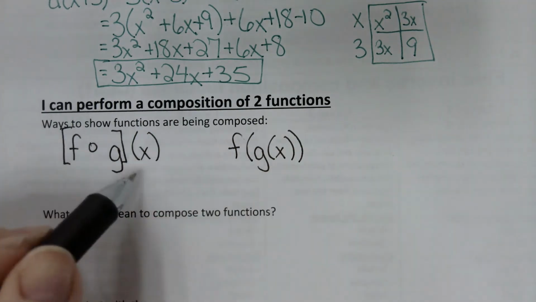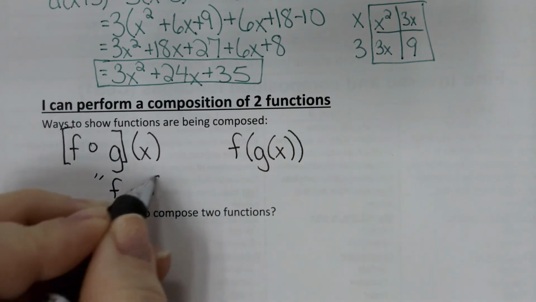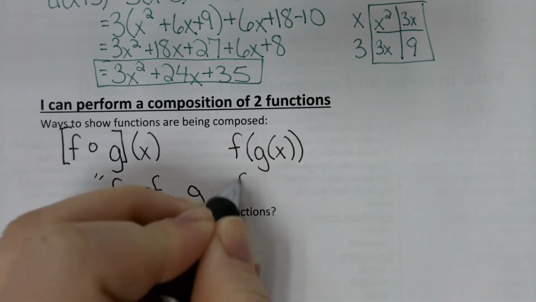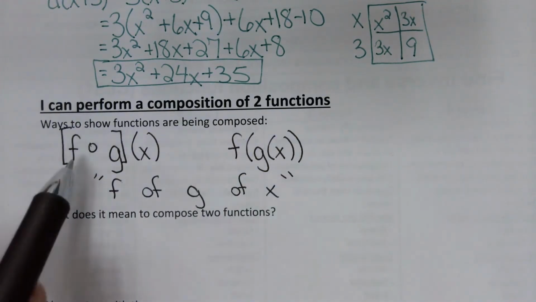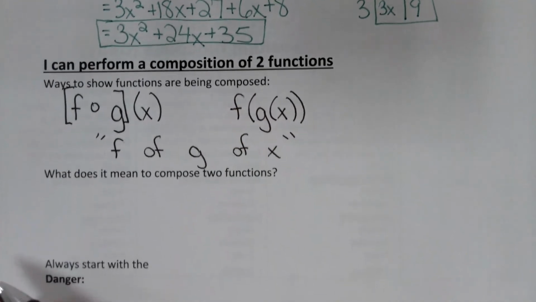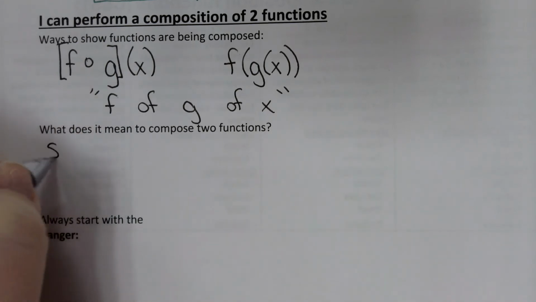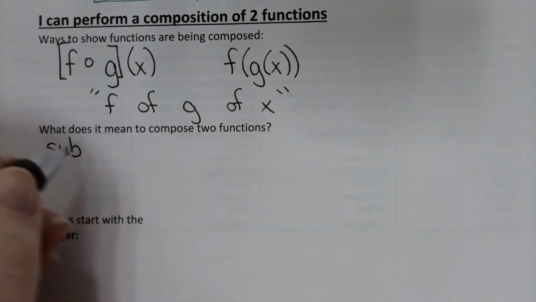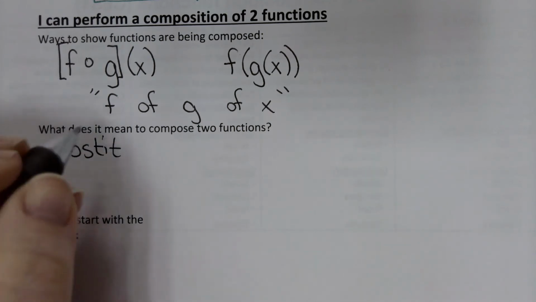Now, how would I read this? You would read this as f of g of x. And of course, f and g can be interchangeable with any other letter, just whatever it's called. Now, what does it actually mean when we say that we have composed two functions? It means that we have substituted one equation or one function into another function.